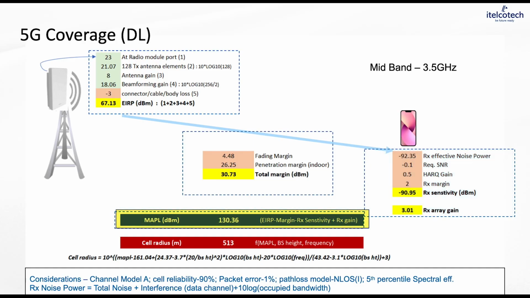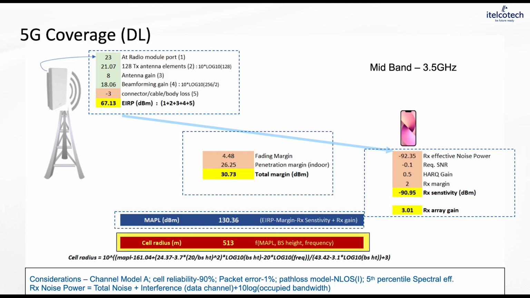Now in case of MAPL, we have to subtract the margin and receiver sensitivity from the EIRP and then add the gain at the receiver end. This comes out to be 130.36 in this case. And from there, we will calculate the cell radius. We have a formula which we will simulate in the next slide.